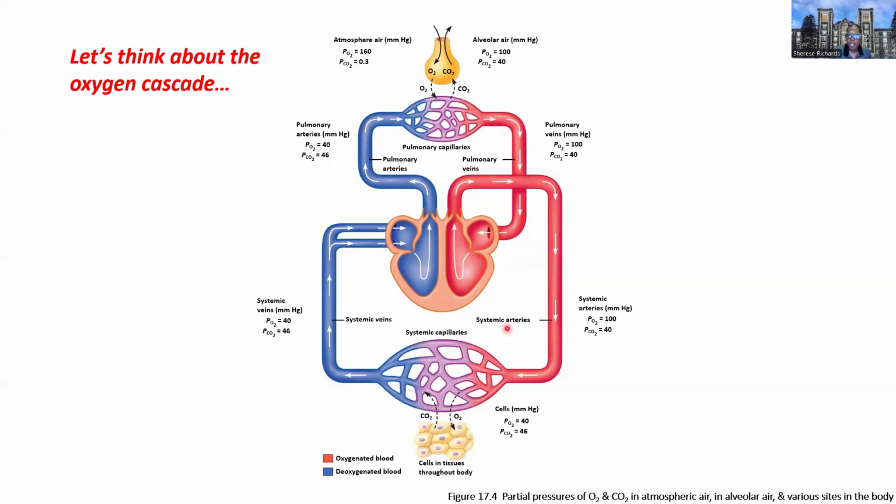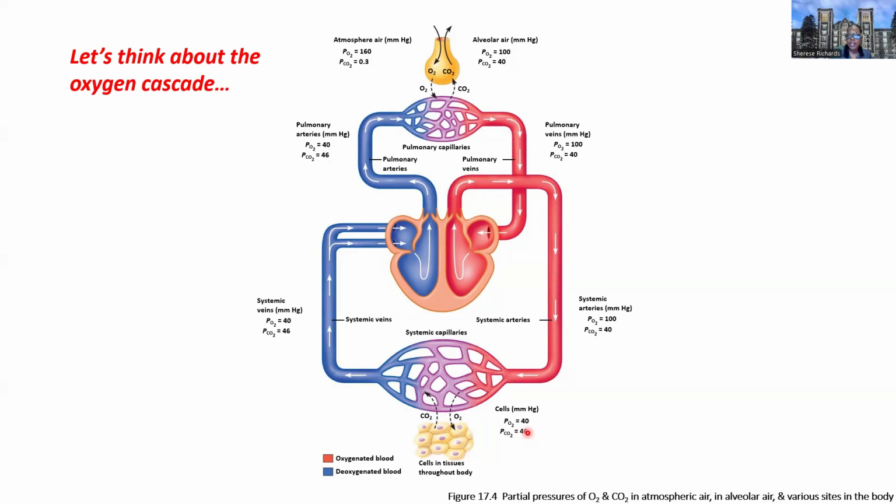And then we can also compare between the alveolar air and the cellular level, the systemic capillaries. We're also going to find a gradient existing across these two areas as well. So for oxygen, we have a high partial pressure of oxygen, 100. At the level of the cellular tissues, we have a partial pressure of oxygen at 40. So again, we have a gradient from high to low, which drives oxygen movement in that direction.